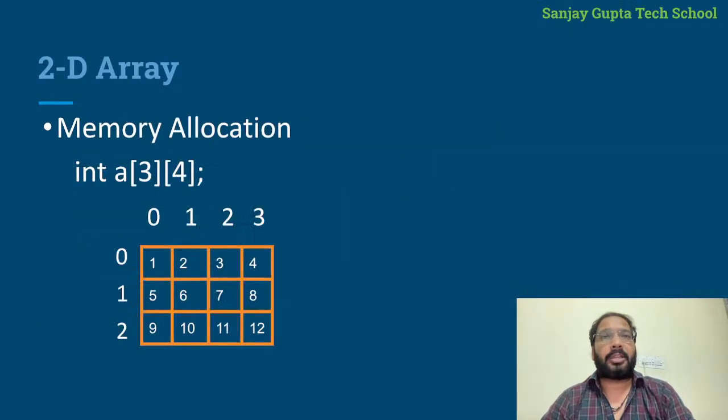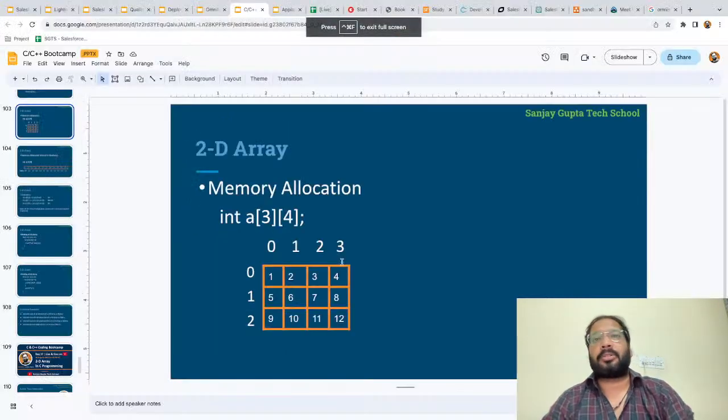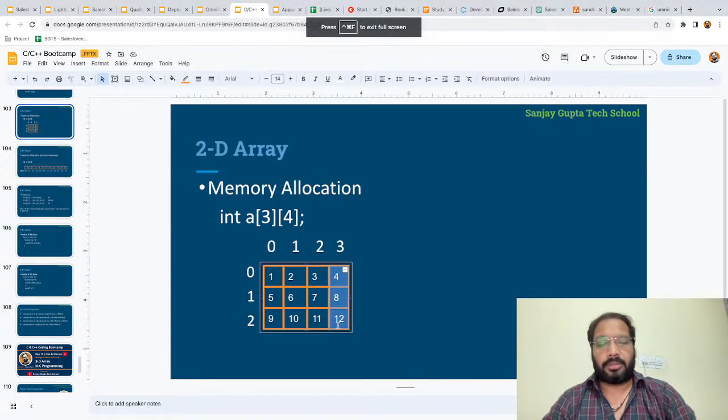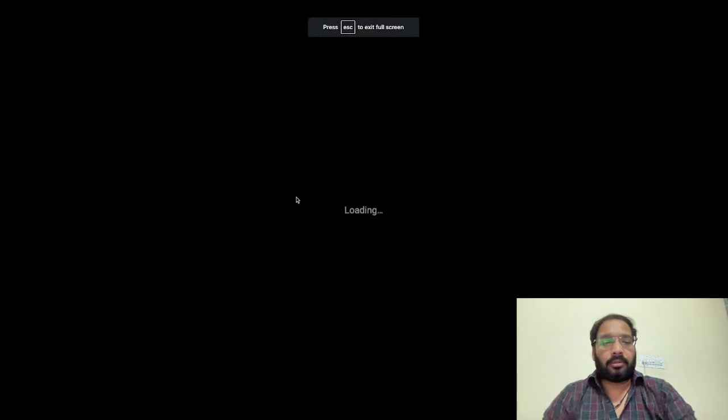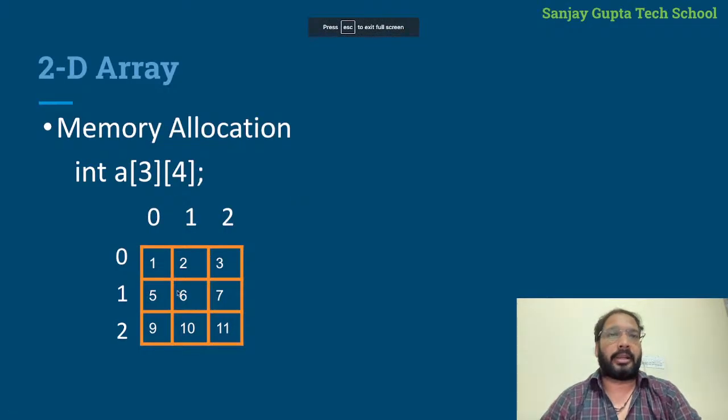Yesterday I showed you this one. It is basically 3 by 4, so just ignore this last column. Let me modify it and delete it. So we have a 3 by 3 matrix. If we talk about the main diagonal, that is 1, 6 and 11. And 3, 6 and 9 is the reverse diagonal.